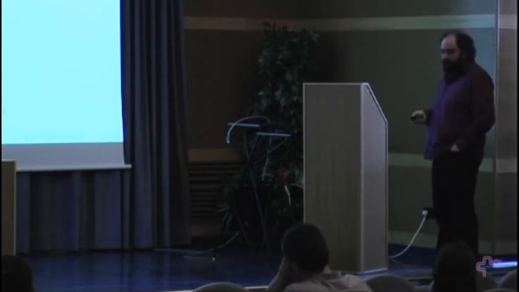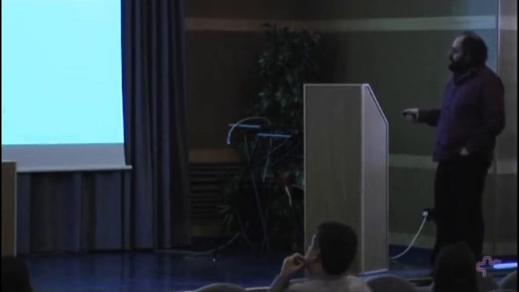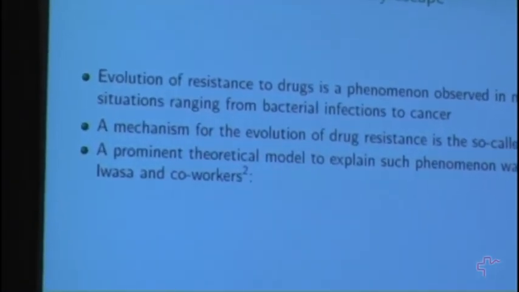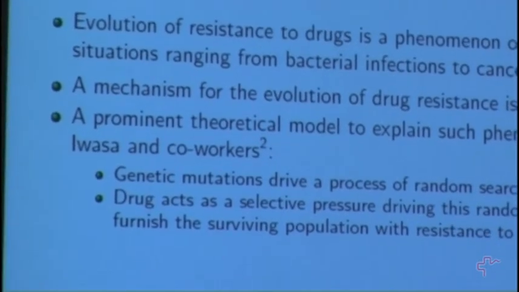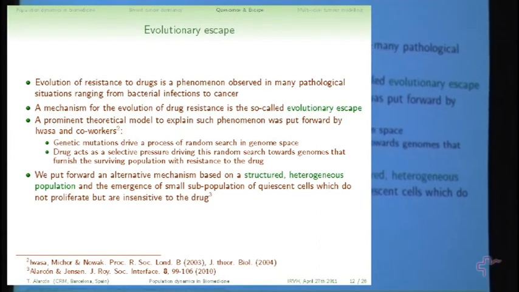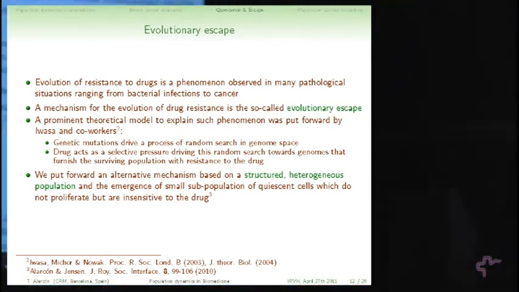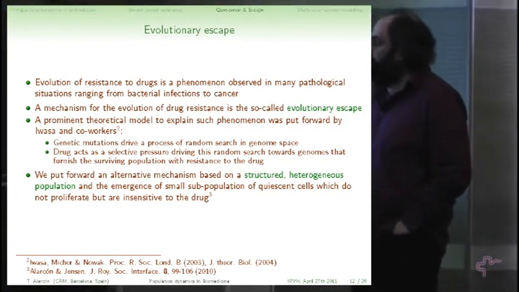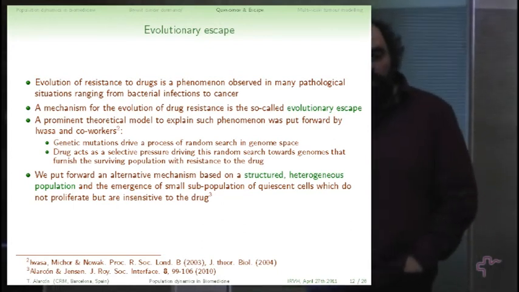And this evolution of resistance to drugs is observed in many pathological situations. So basically the standard theoretical model to explain this evolutionary escape was formulated by Iwasa and co-workers in these references here. This model is based on a random search in genotype space driven by genetic mutations. So basically what happens is that you have mutations, and then you move from one point to another in this genotype space, and the presence of the drug acts as a selective pressure, driving this random search towards genotypes that give some surviving advantage in the presence of the drug.